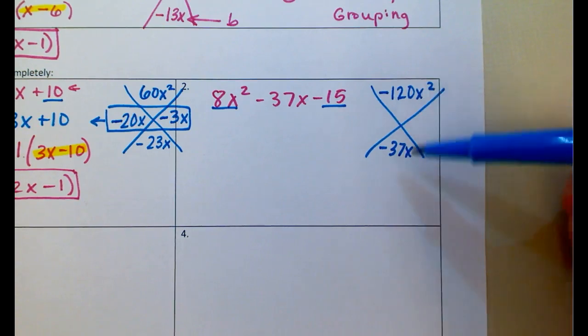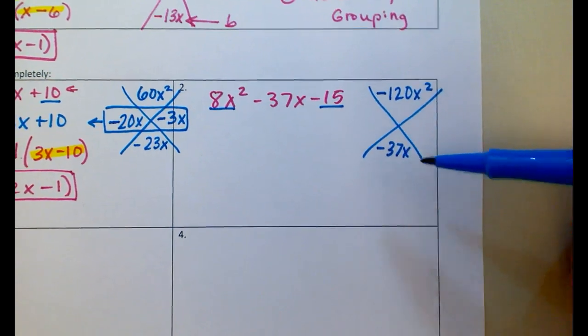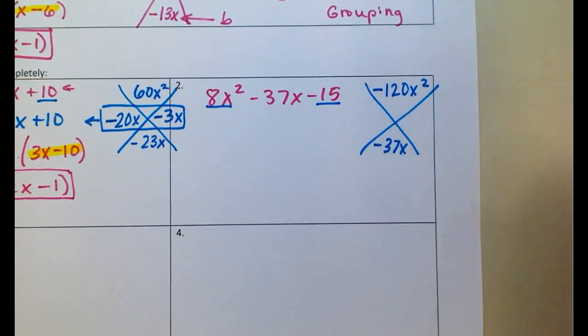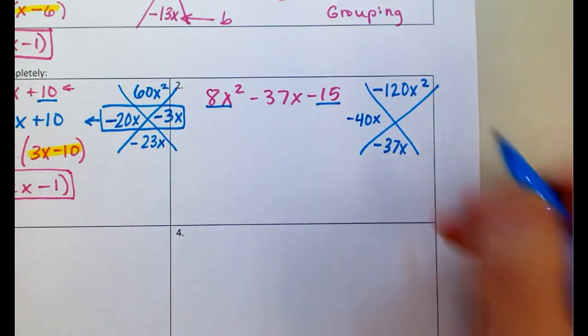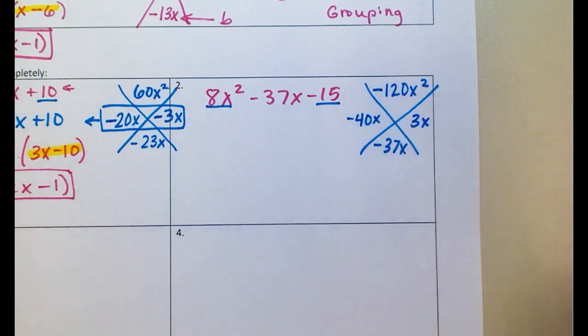Now notice how large these numbers got. Sometimes factoring by grouping with a trinomial can get kind of tedious because the numbers get so large and there are so many options to go through that you might as well guess and check. So looking for two numbers that multiply to negative 120 but add to negative 37, we have negative 40x and positive 3x.